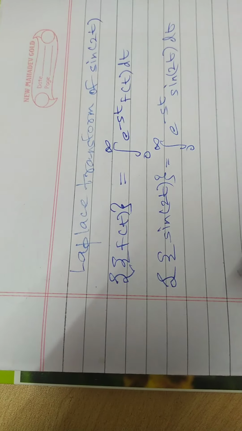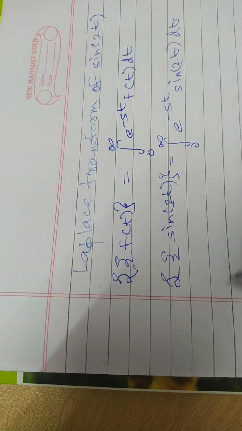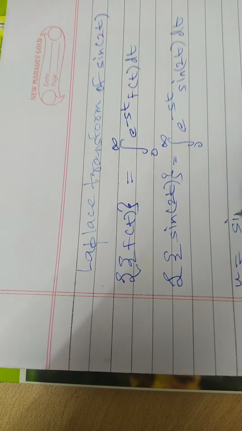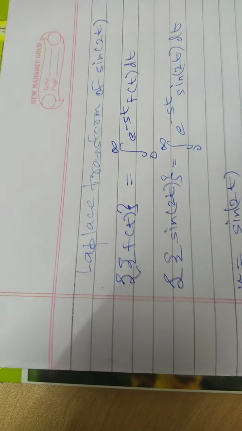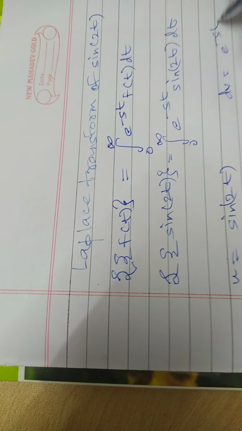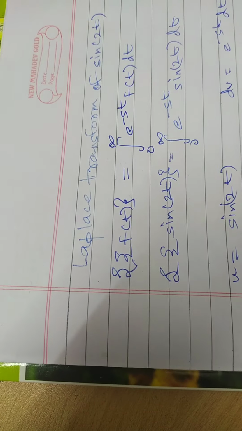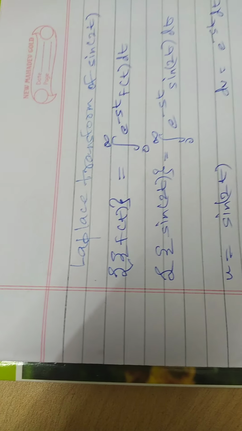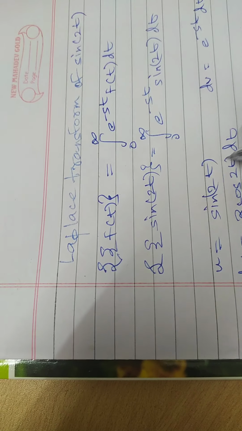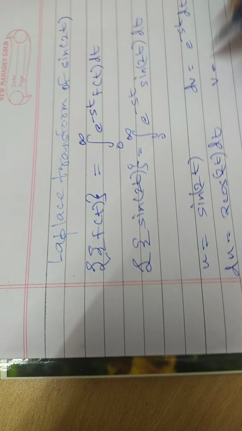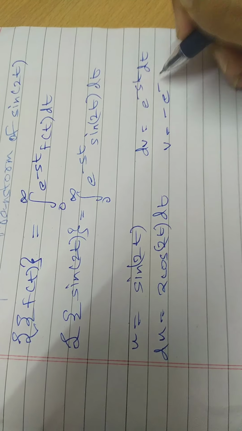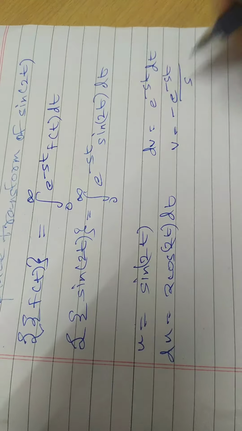Now in this case we can solve this using integration by parts, where u is equal to sine of 2t and dv is equal to e power minus st dt. So from this we get du is equal to 2 cos 2t dt and v is equal to minus e power minus st divided by s.